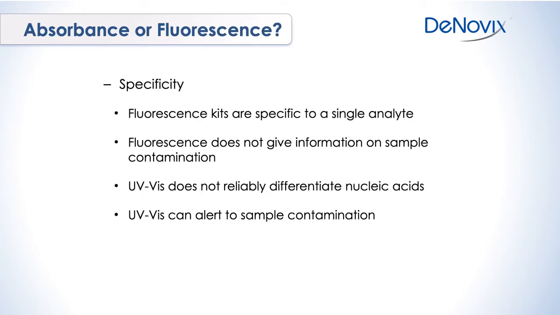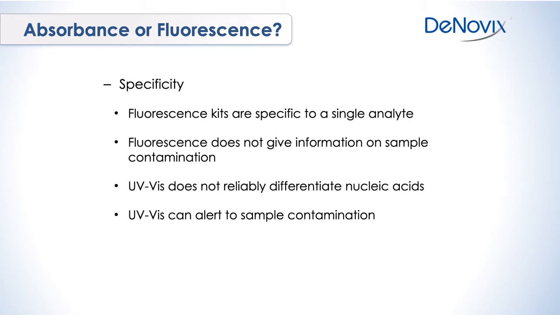So as well as sensitivity, we need to consider the specificity of assays. And one of the real advantages of fluorescence is that the kits are very specific to a single analyte. So if we're purely interested in double-stranded DNA, we can get a kit that specifically binds to a double-stranded DNA molecule and ignores anything else in that sample. So this is a big advantage in knowing specifically what we have in there. But the downside of that is that it won't give you any information on sample contamination.